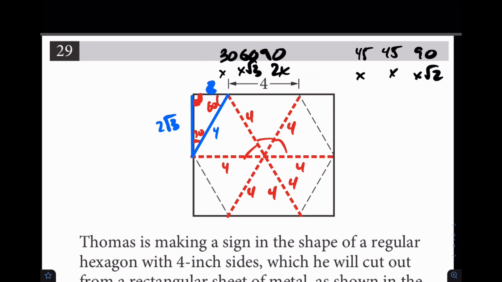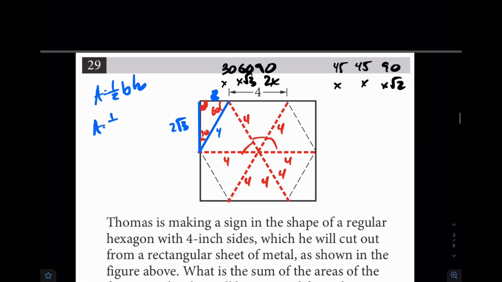Now, how do we find the area of a triangle? The area of a right triangle is A equals 1/2 base times height. So we have A equals 1/2 times 2 times 2 root 3. Again, I'm doing 1/2 base times height. And when you do that, this 1/2 and this 2 cancel, you're left with just 2 root 3.